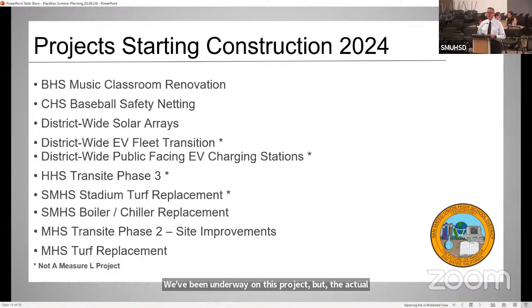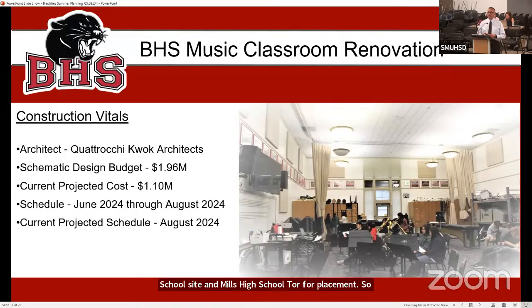Mills High School Transite Phase 2 site improvements. That's the beautification of the front of this school site, and Mills High School turf replacement. So here we have our Burlingame High School music classroom renovation. QKA is our architect. Our budget is 1.96 million. Current projected cost is 1.10 million. Our schedule is June 2024 through August of 2024, and current project schedule is through August 2024. Once again, this is going to be modernized, upgraded from flooring to ceiling to wall paneling to acoustic paneling and new curtains.